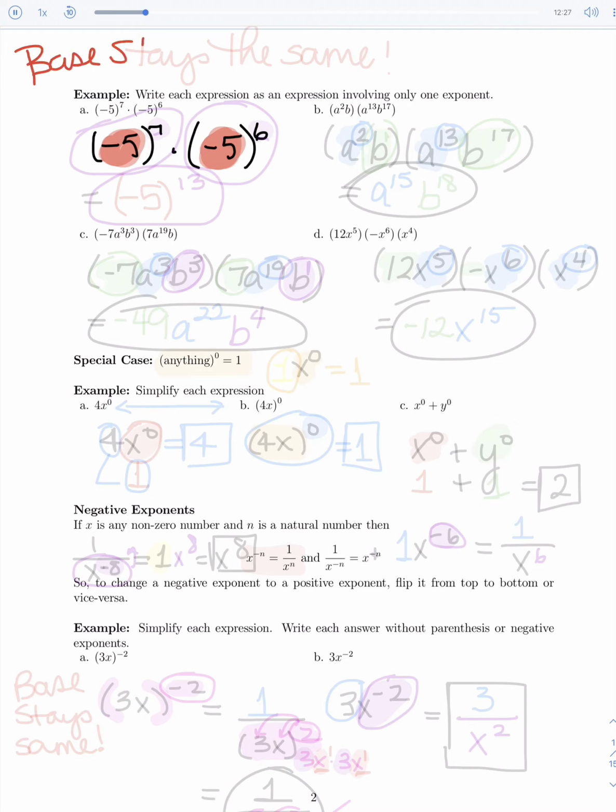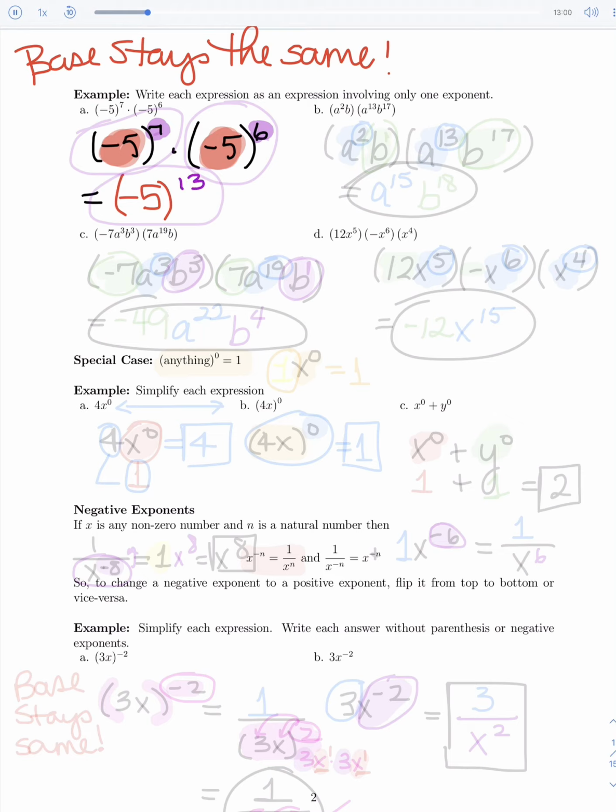The base stays the same, even if it's a number. If we're dealing with exponents, the base always stays the same. So the negative 5 and negative 5 are actually going to just still be negative 5. They'll keep their parentheses. And remember, when we're multiplying, we do what to the exponents? We're going to add them up. Well, let's see what's going to happen here. The 7 and 6 means we'll get a total of 13.